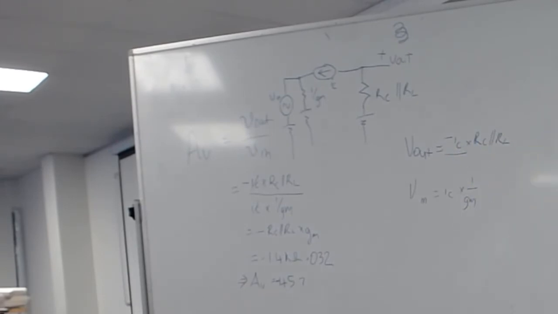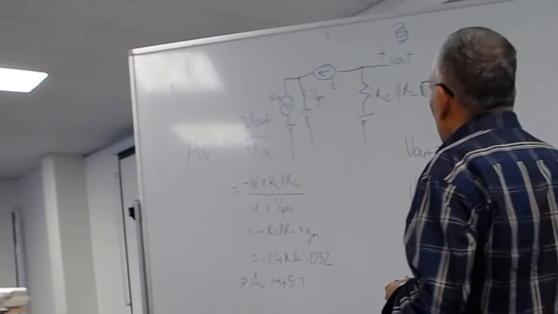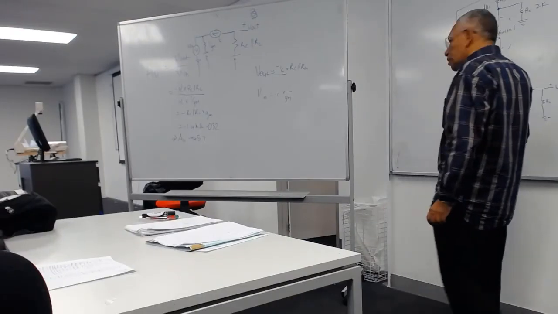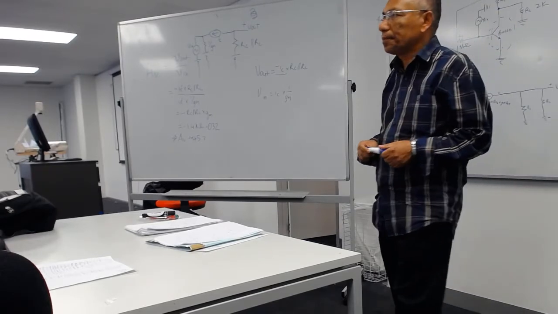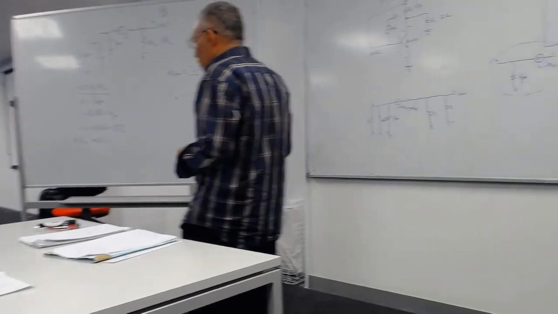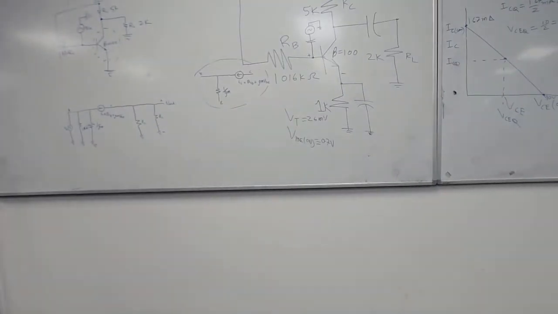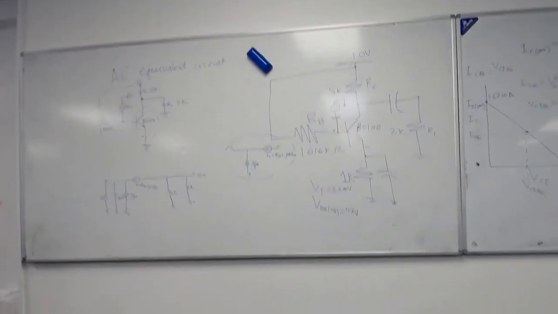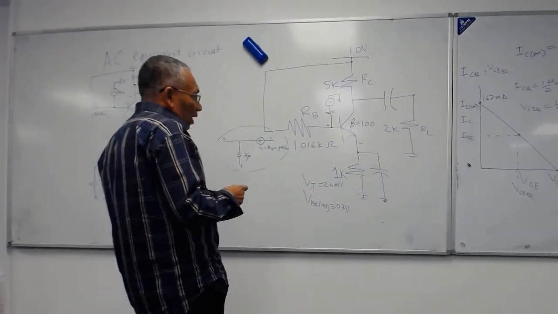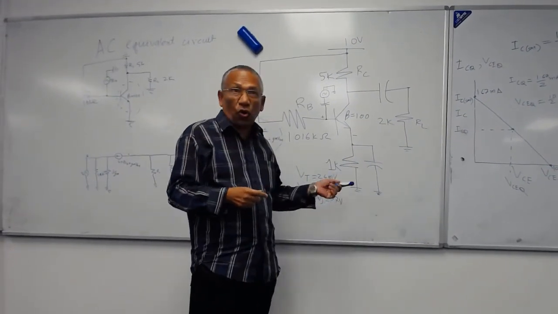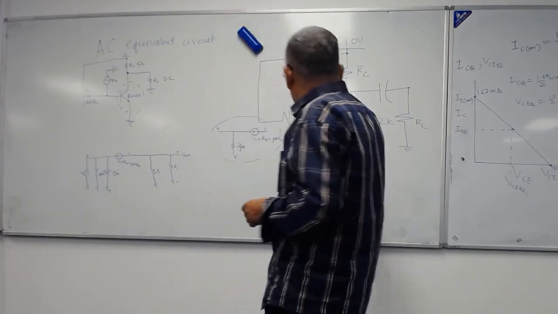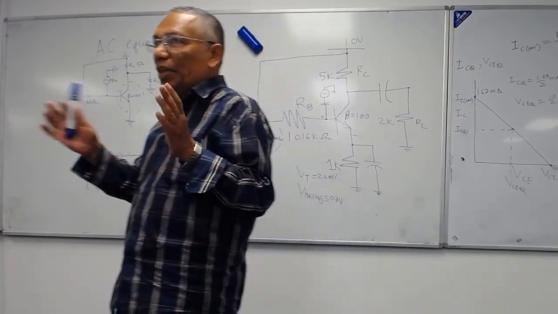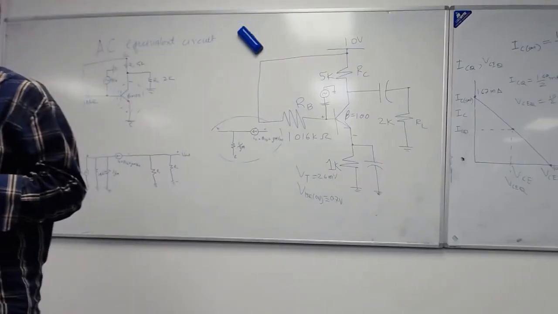Yes? You can take out the RP, because that's large. This is 1 mega ohm. You see 1 mega ohm, and this is very small. So that's not going to stay here. So we have shown you two examples. One with a resistance, but it's shorted. And the other one where there was no resistance in the emitter. And you can see there's small difference between them.